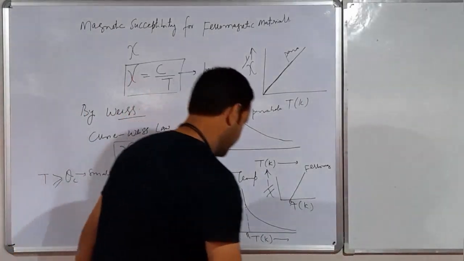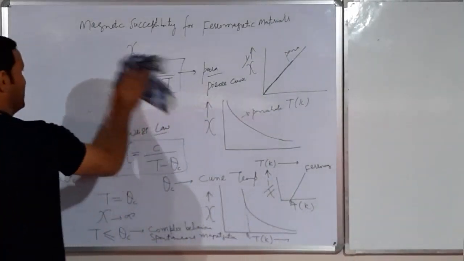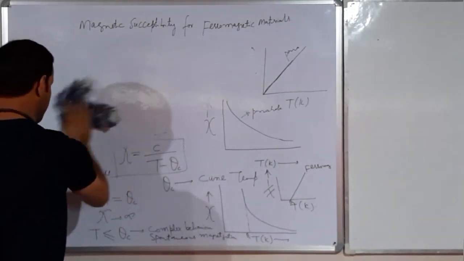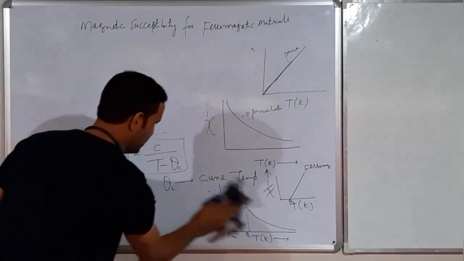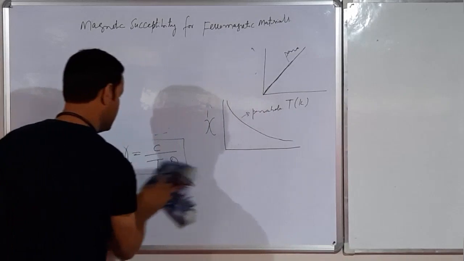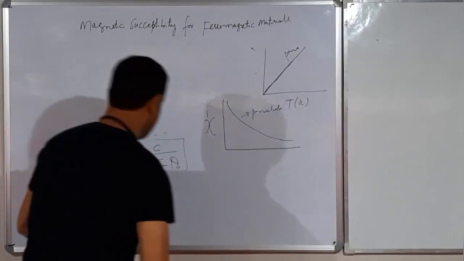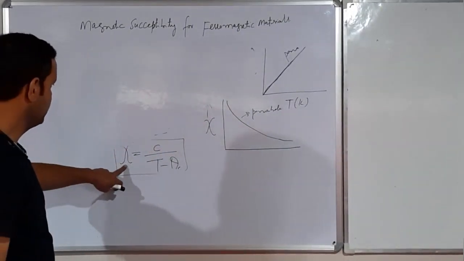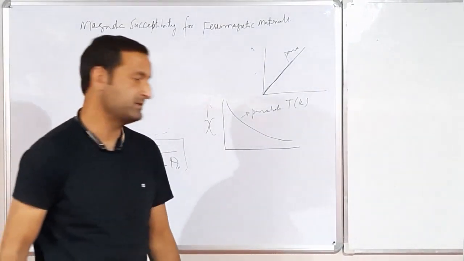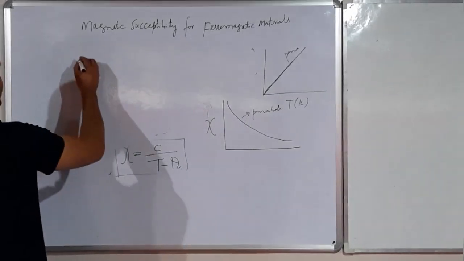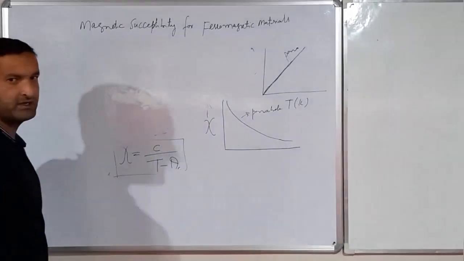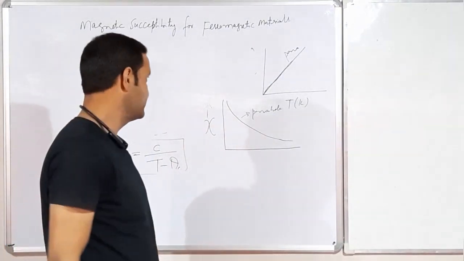Therefore, before going to discuss these ferromagnetic materials, what they are and what is the importance of these materials, we want to first calculate the magnetic susceptibility for ferromagnetic materials. Here you see, the modification was given by Weiss.